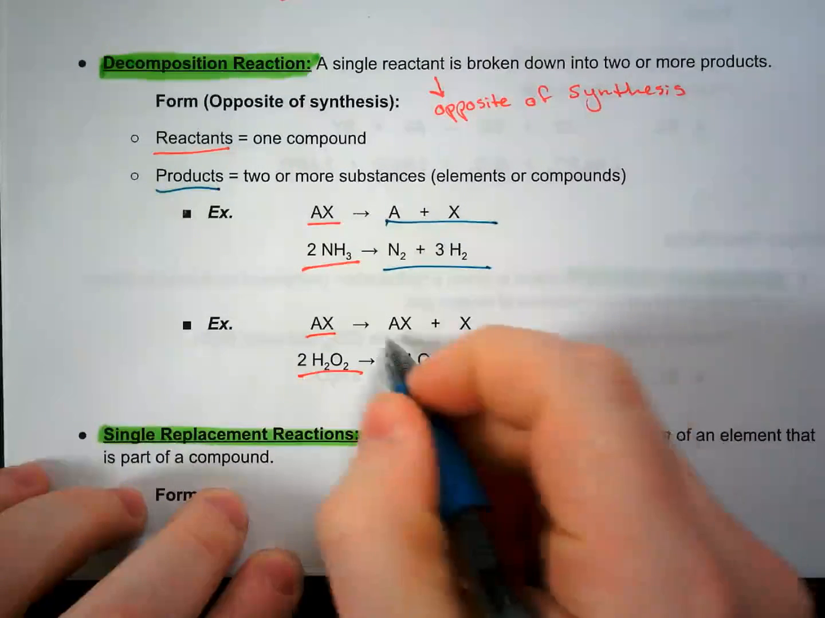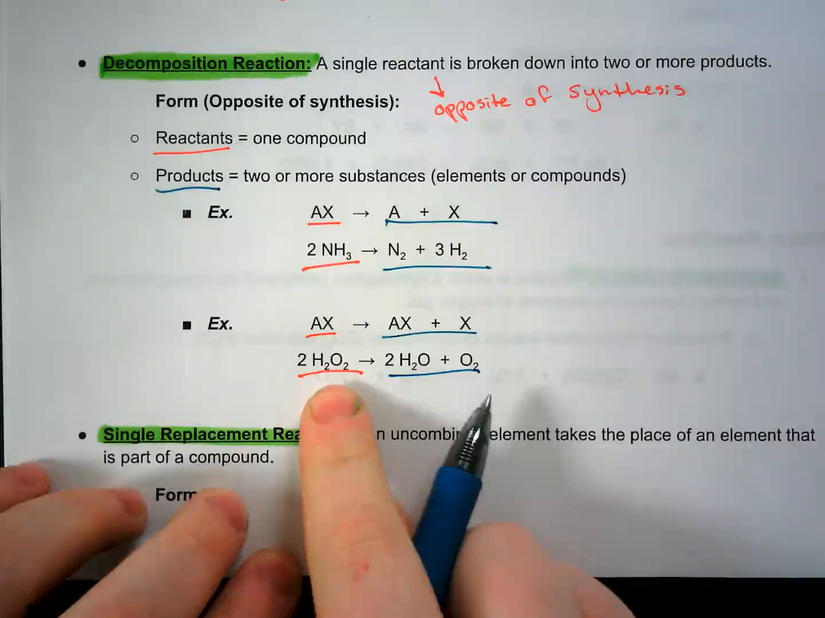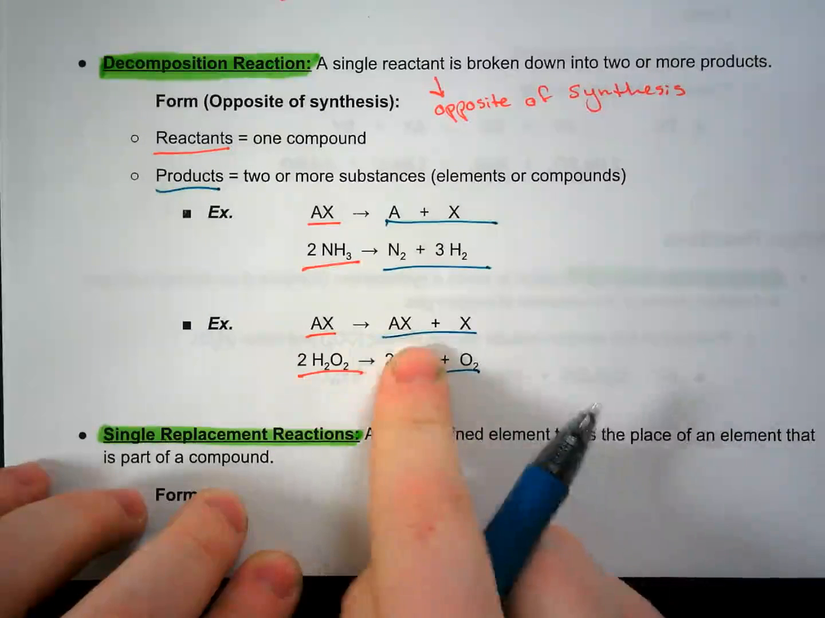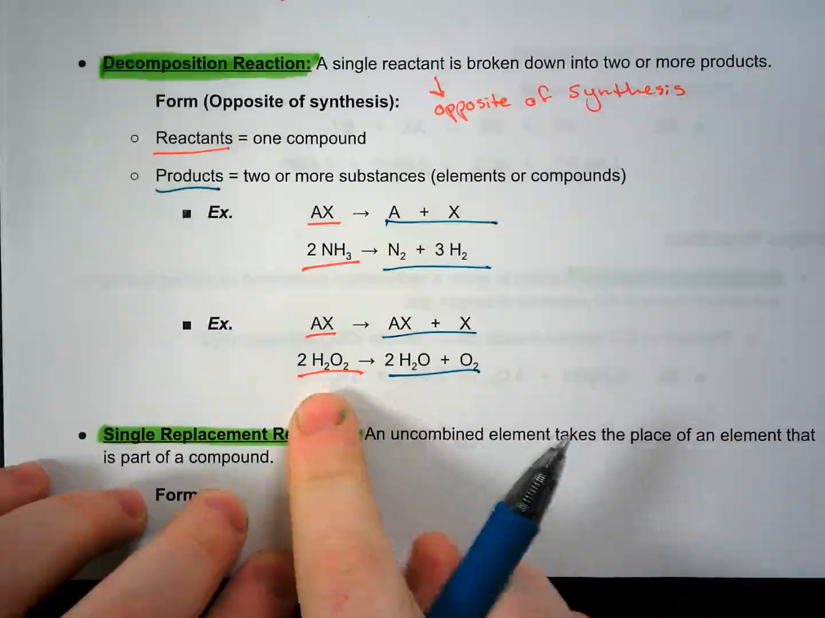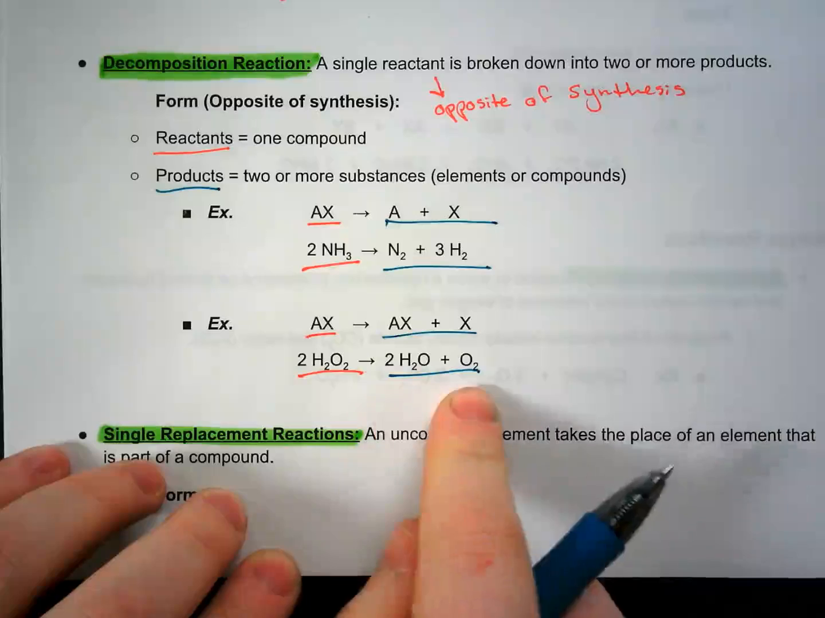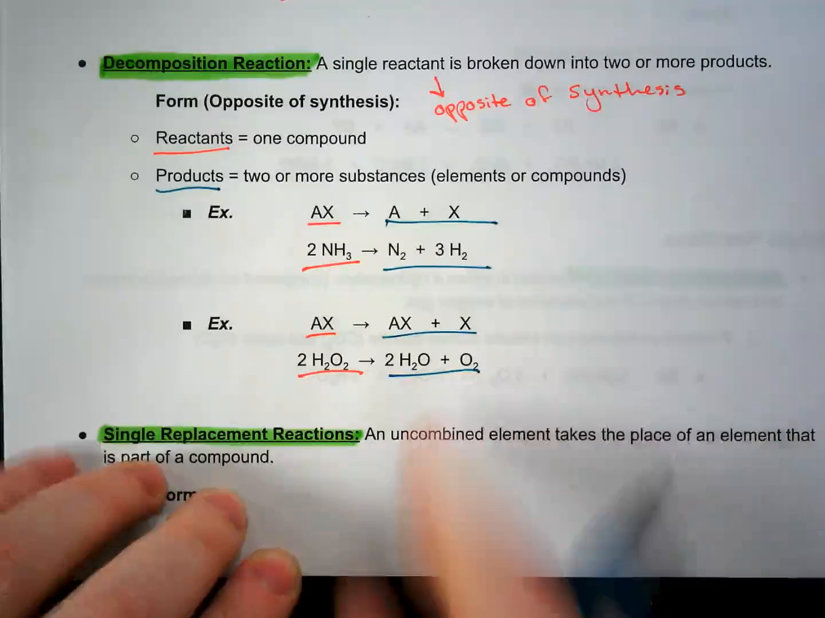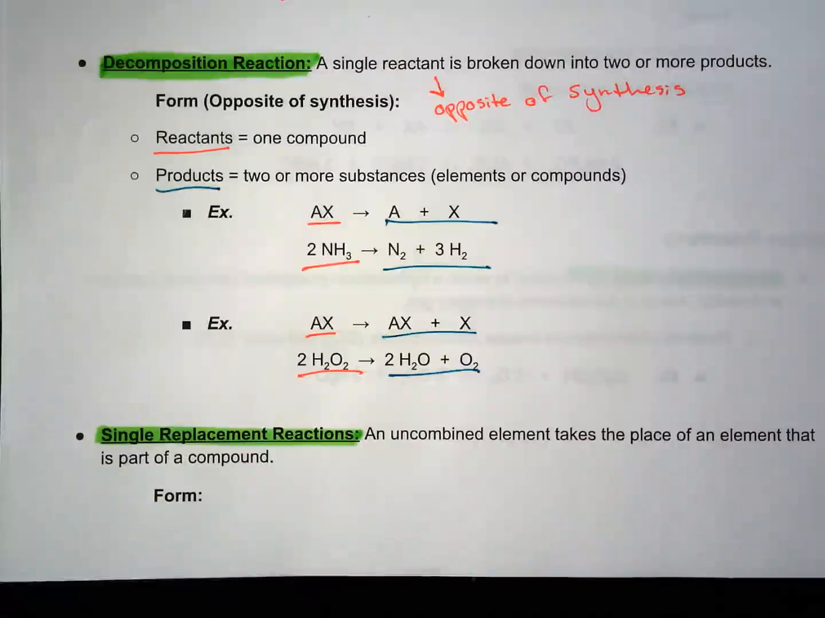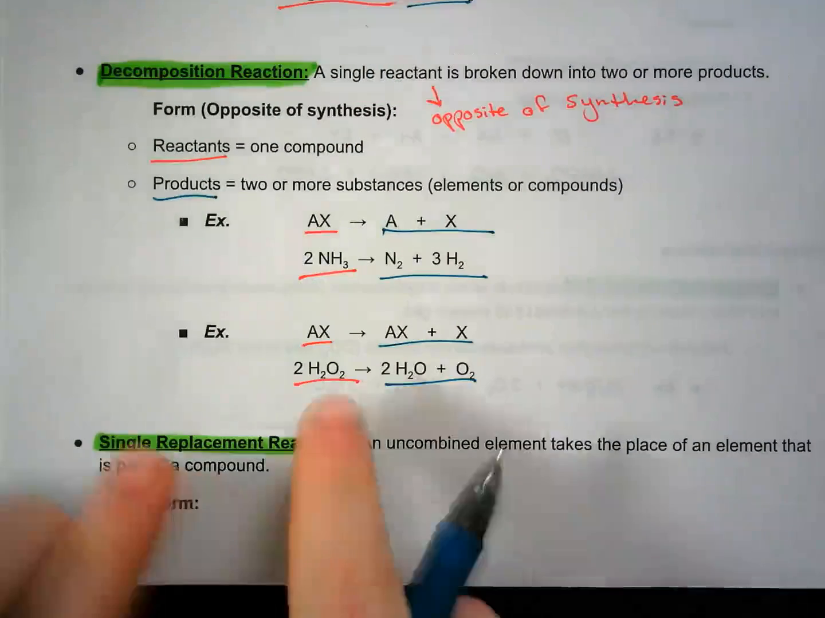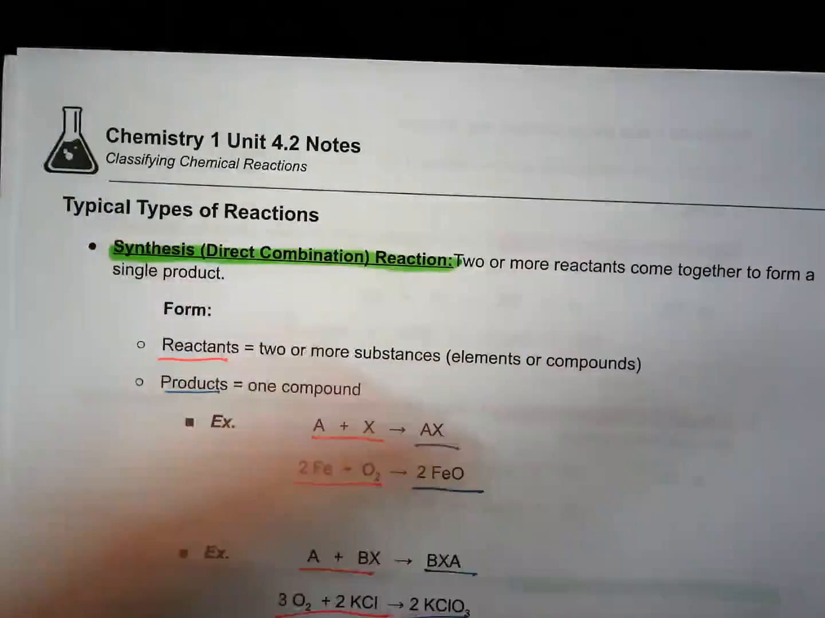So here we've got hydrogen peroxide. So AX yields A plus X. In this case, hydrogen peroxide decomposes to form water and oxygen gas. Decomposition reaction. It's the complete opposite of synthesis. Start with one thing, you end with many. Synthesis, you start with many, end with one.